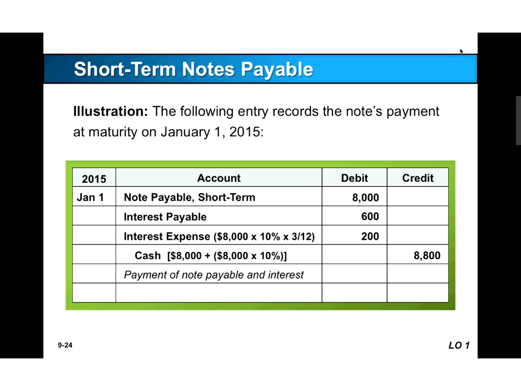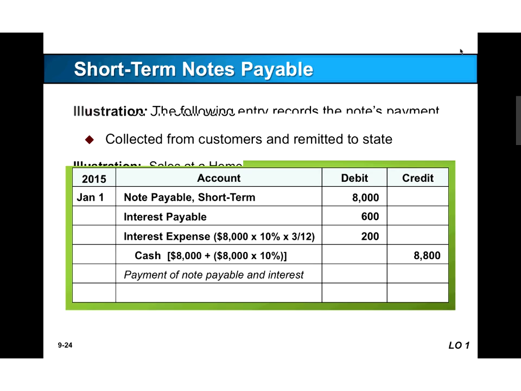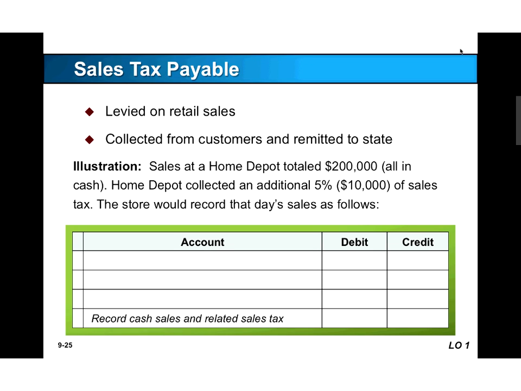Okay, so short-term notes payable, we have those 3 journal entries. Then we move on to another one: sales tax payable. If you go to the store and buy something for $1 and you have to pay $1.07 for it because they've added sales tax onto it, the store only recognizes $1 as revenue. That 7 cents is a liability. So when you hand them $1.07, you are handing them $1 of revenue and 7 cents of liability.